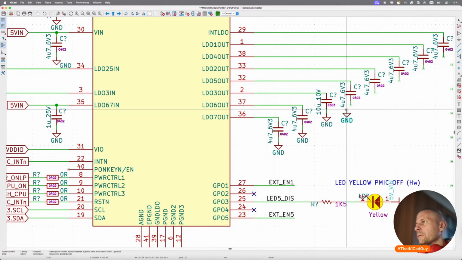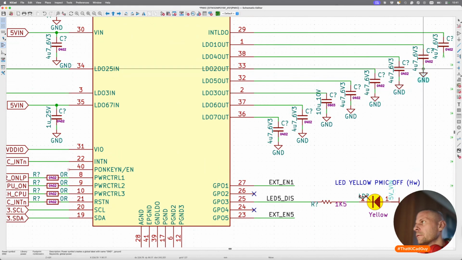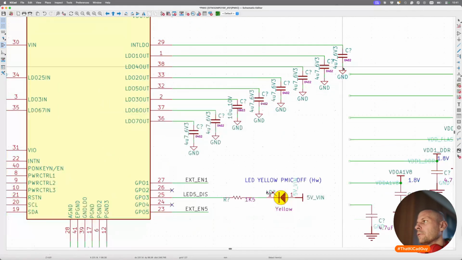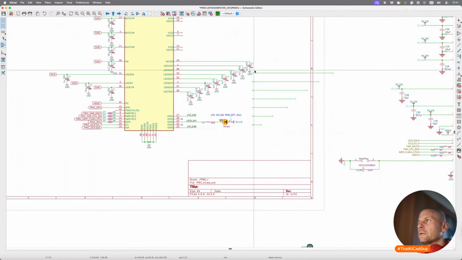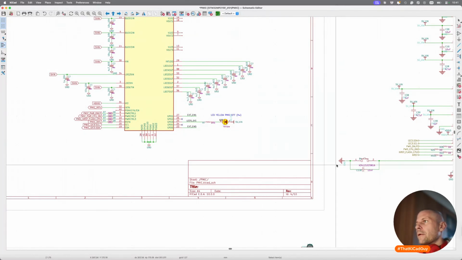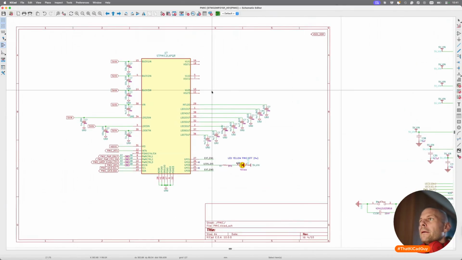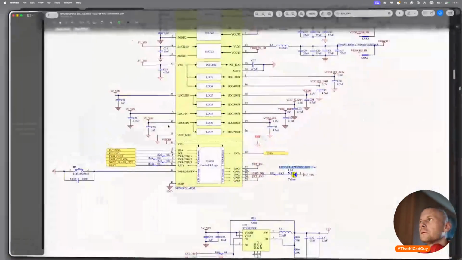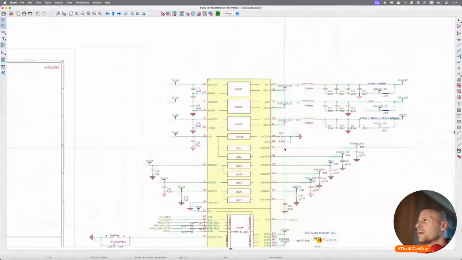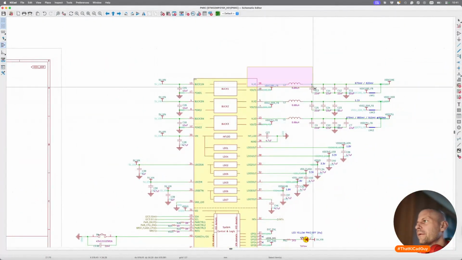Ground, ground, ground, ground, and ground. Okay, this can be deleted. The back outputs. I always forget that we have everything here.